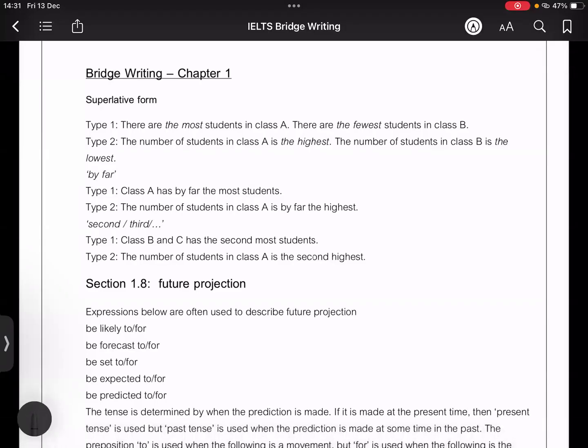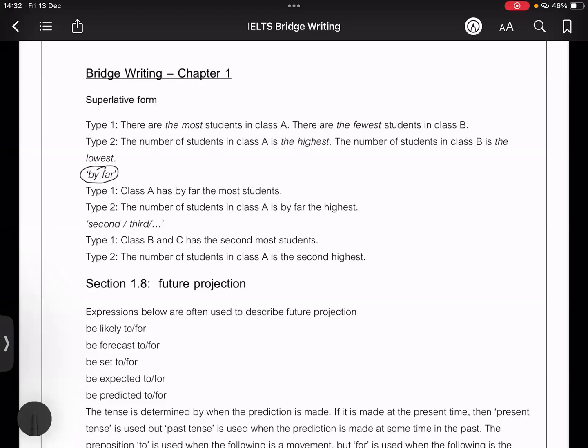Now sometimes people want to add by far in the sentence, and they use superlative adjectives. What does by far mean? What does it do? By far doesn't have any particular meaning. There's no direct translation in our language. You don't translate by far. So what does it do? It's there just to emphasize the greatest quantity. It's just there to emphasize the superlative adjective.